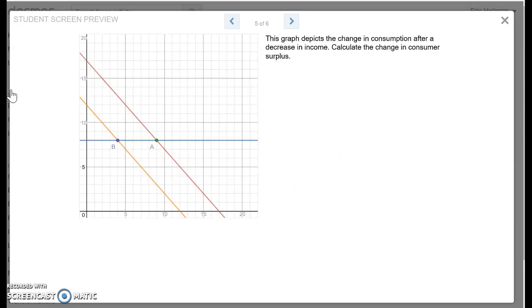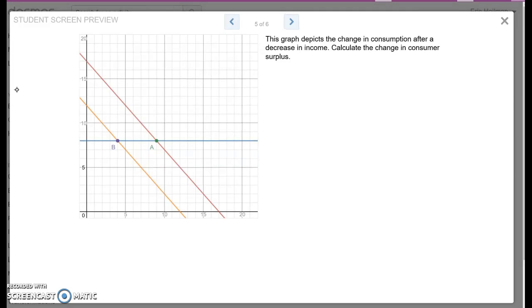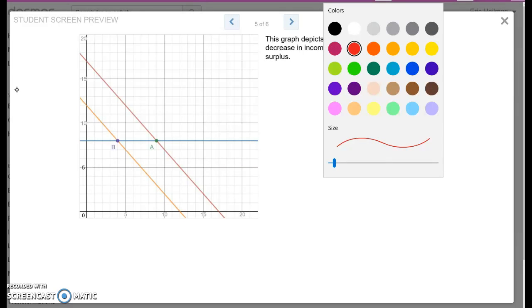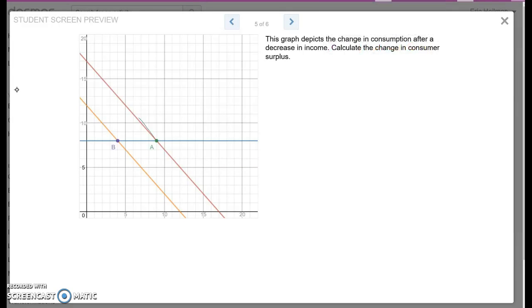Okay, this graph just shows the change in consumption after a decrease in income. This is not a price change, it's an income change. So consumer surplus will change here. If your income went down, you might imagine that your change in consumer surplus should be negative. This was your original surplus, below the demand but above the price, this green triangle. This is 17, this is 8, so this is 9, and this is also 9.